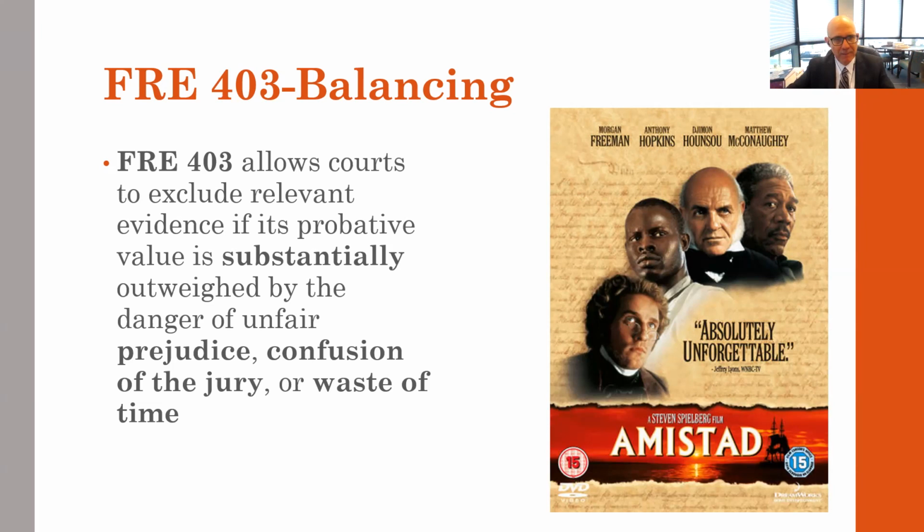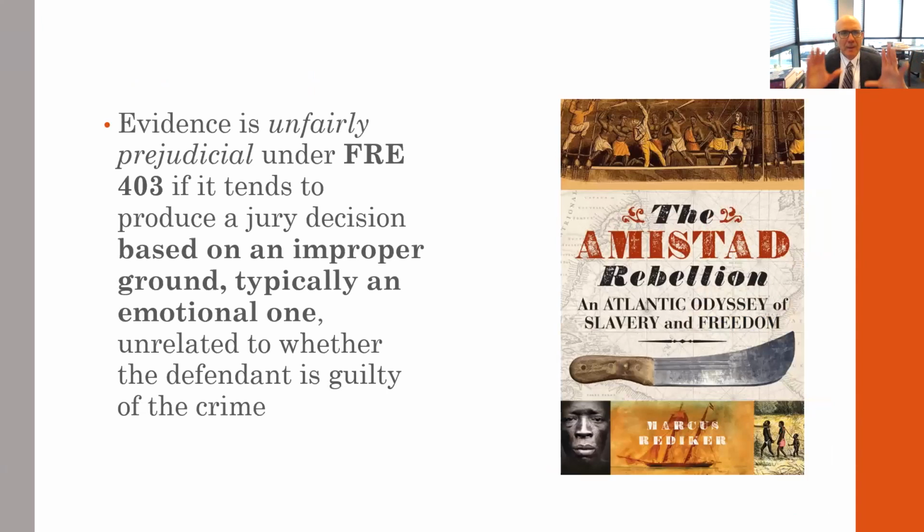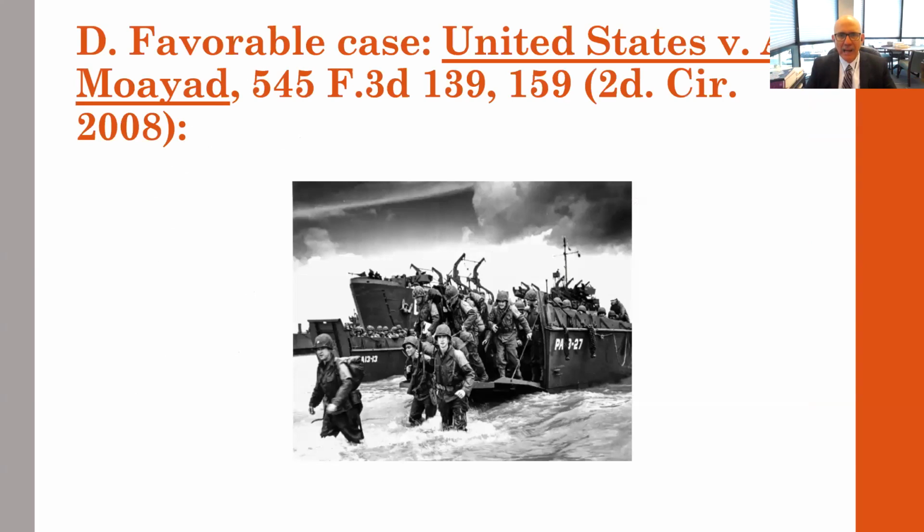Now, the evidence is unfairly prejudicial if it tends to produce a jury decision based on an improper ground. And this is typically an emotional ground, unrelated to whether the defendant is guilty or not. A nice example of that is the Moya case. This is a Second Circuit case.